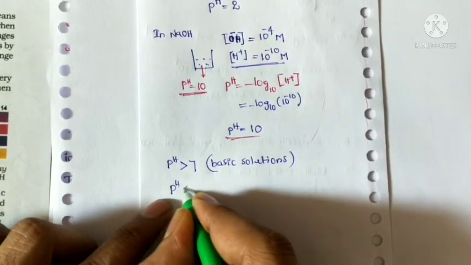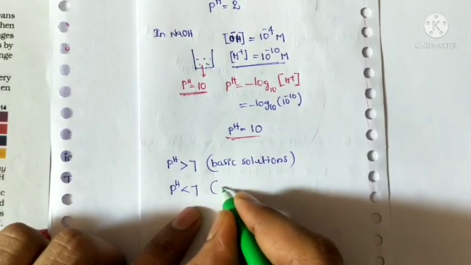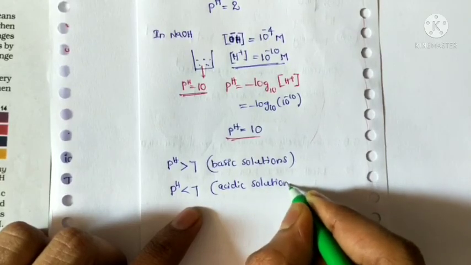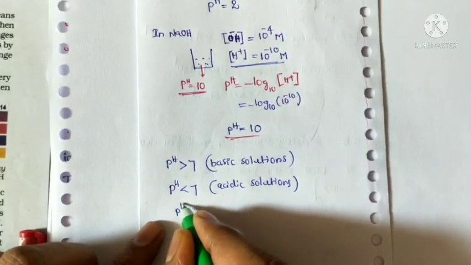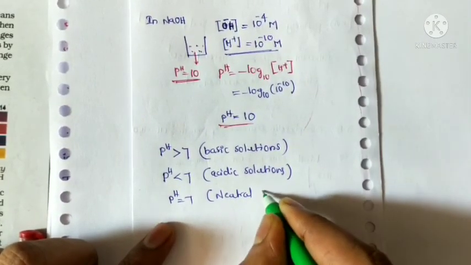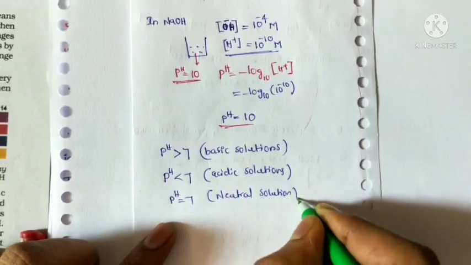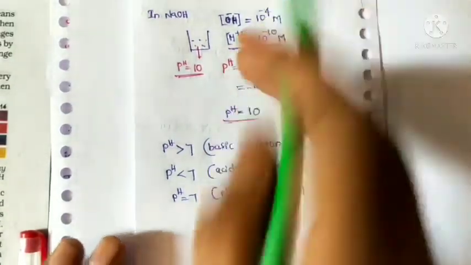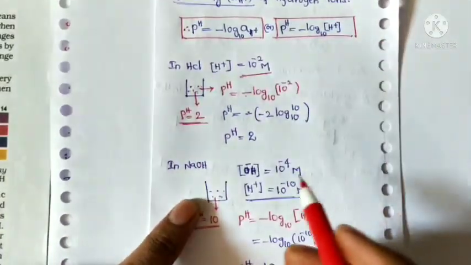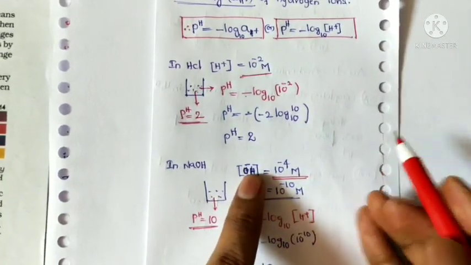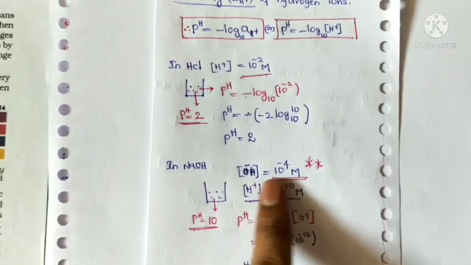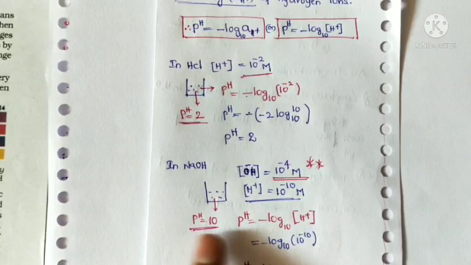Okay, if the pH value is less than 7, that is called an acidic solution. If the pH value is equal to 7, that is a neutral solution. In your exam, sometimes the H plus ion concentration is given, sometimes the OH minus ion concentration is given. It's very important: in the exam, only the OH minus ion concentration may be given and you have to find the pH value.